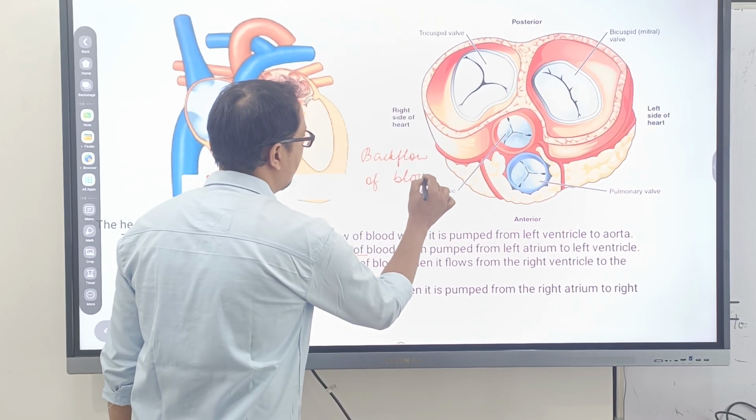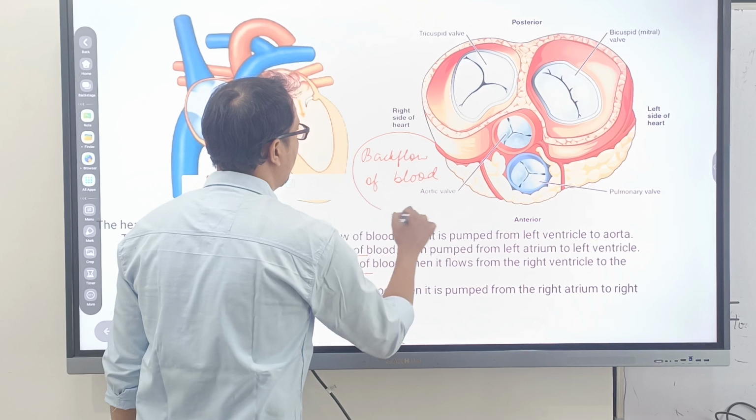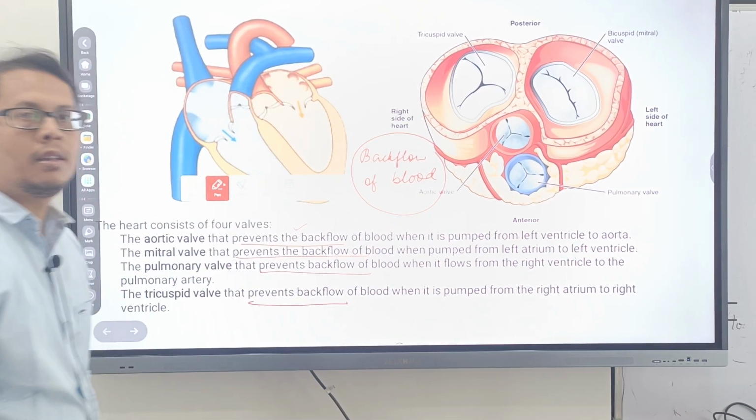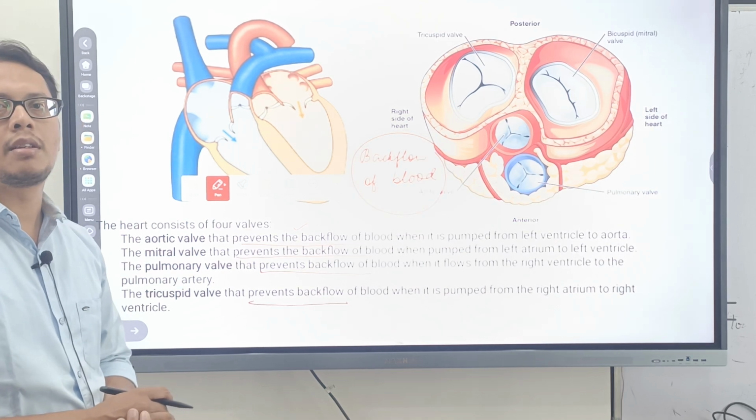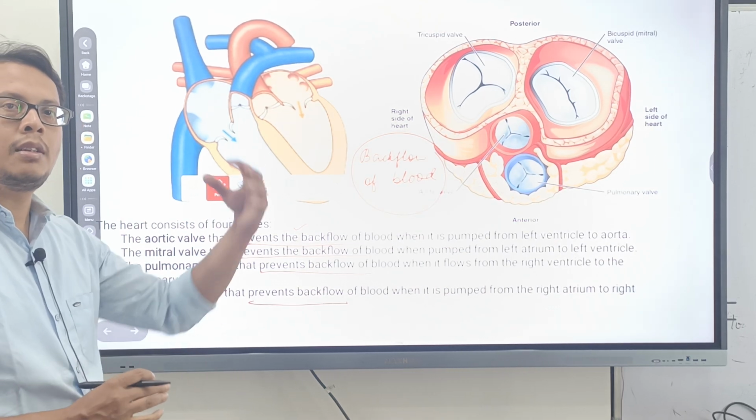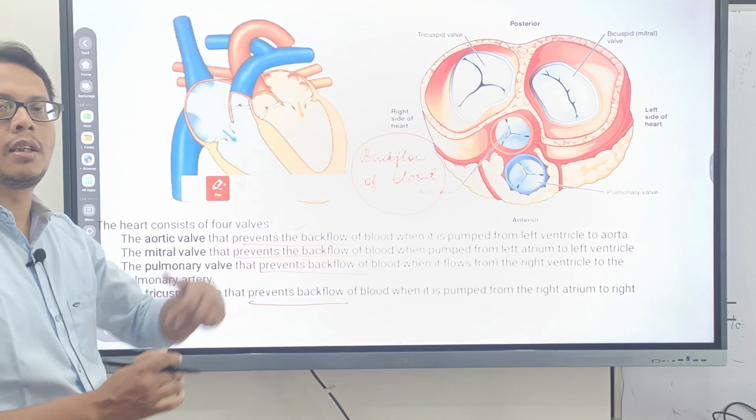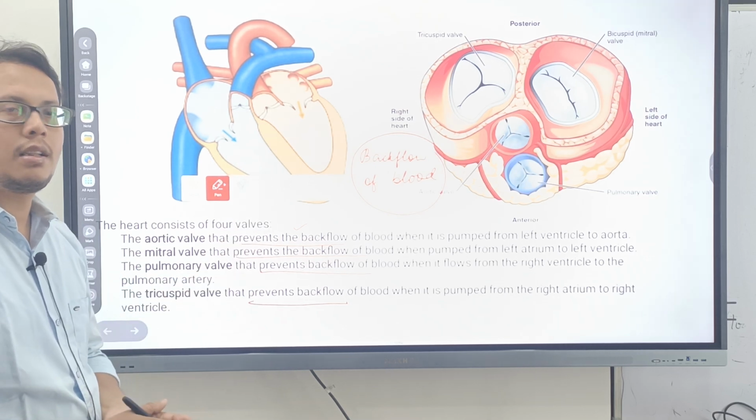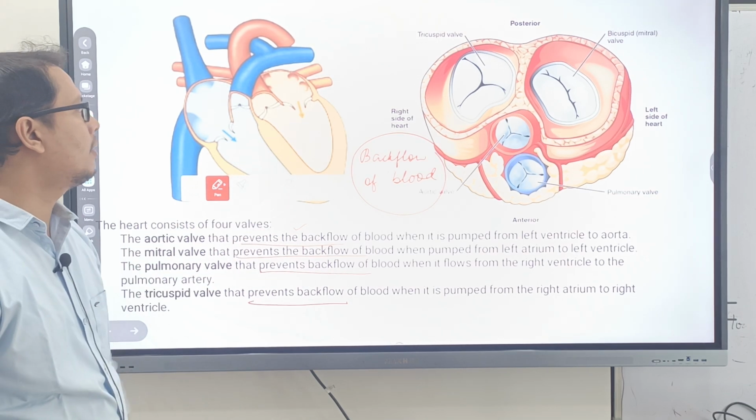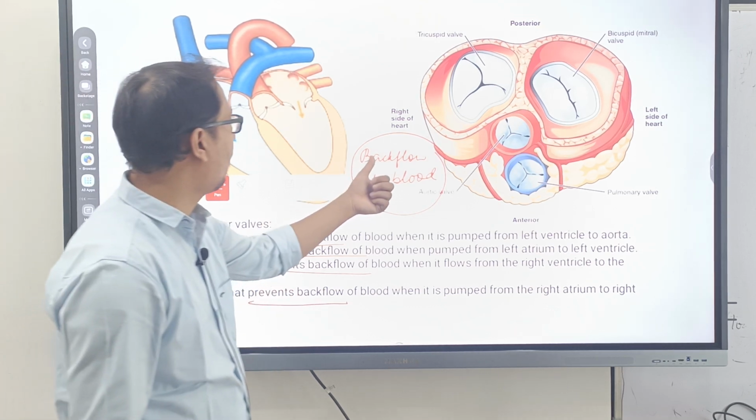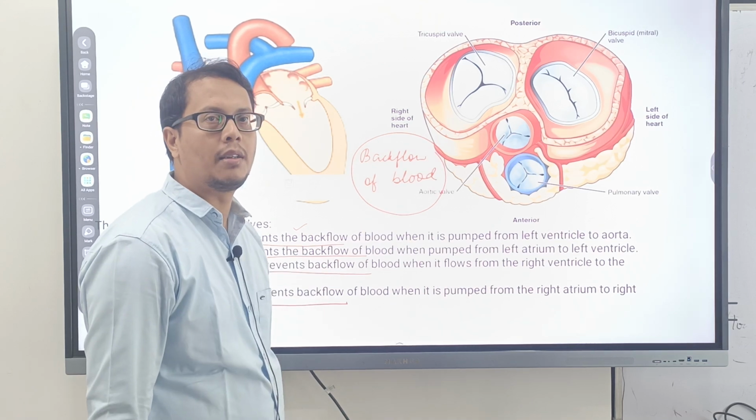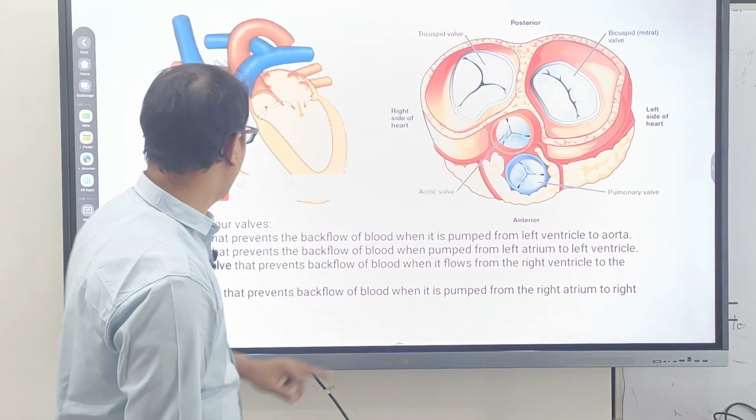So remember, this is one of the main important functions of the valves: they prevent backflow so that mixing does not happen. Once blood comes into one chamber, it does not come back but goes to the next chamber. So this is one of the most important functions of the valves, that they prevent the backflow of the blood.